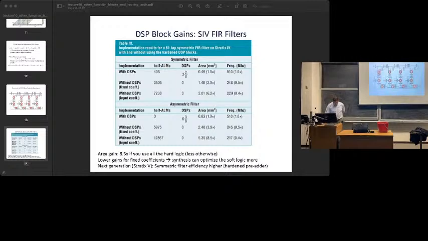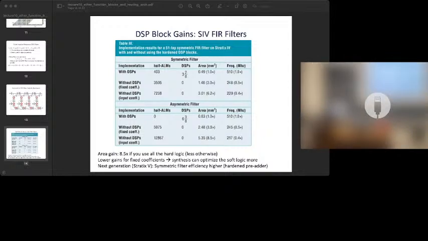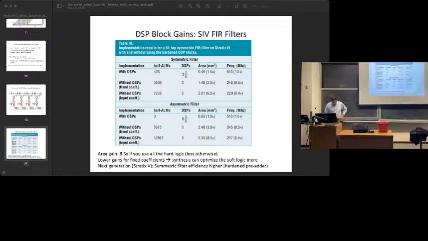If we just did this in soft logic, so we can build multipliers and adders and shift registers out of the logic, and if we did that, we don't use any DSP blocks, but we use a lot of fracturable sixlets. The area is about almost 4 times bigger, and the frequency is cut about in half. Okay, so there's a pretty significant gain from hardening this. And that's when the coefficients are fixed.